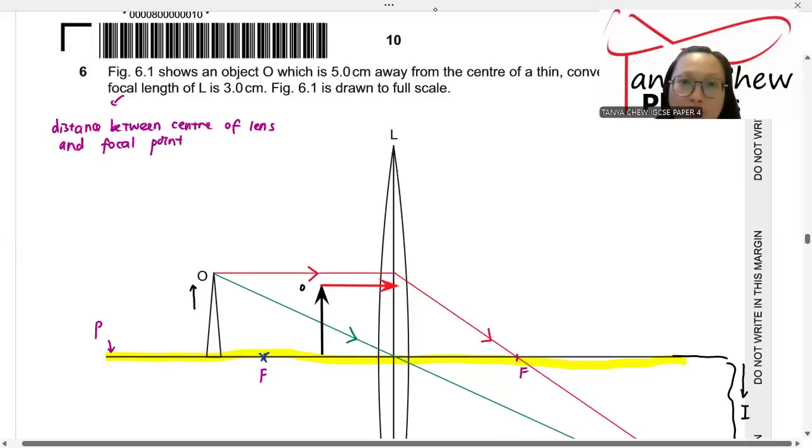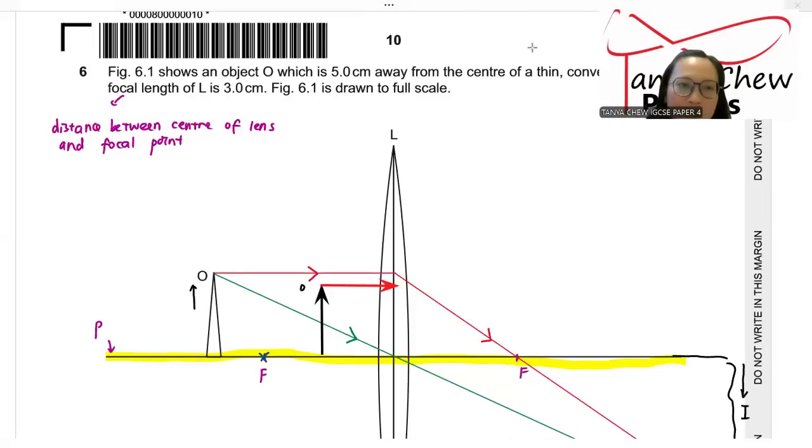Object right here. I will erase this, but I want you to see. Any ray that is horizontal or parallel to the principal axis will be refracted at the focal point. You see that? And the second ray, we cannot draw the third ray, we can only draw the second ray. Any ray that is passing through the center of the lens will just go through straight. Could you see that as well? Now I want you to see that, okay?